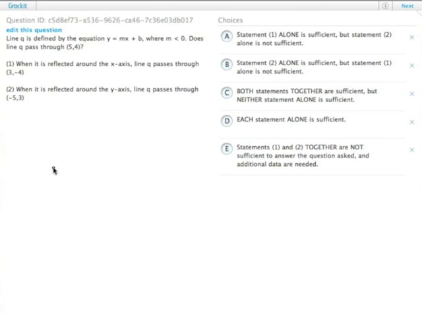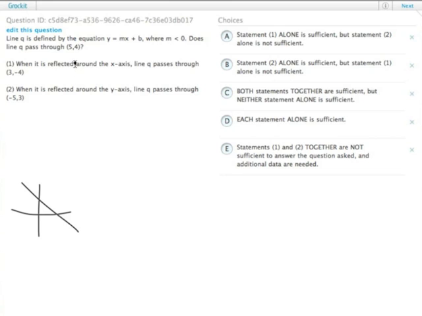So line Q is y equals mx plus b, which is the standard slope-intercept form, and m is less than 0. So we know we have a negative slope. Does line Q pass through the point (5, 4)? Negative slope means the line goes like that.